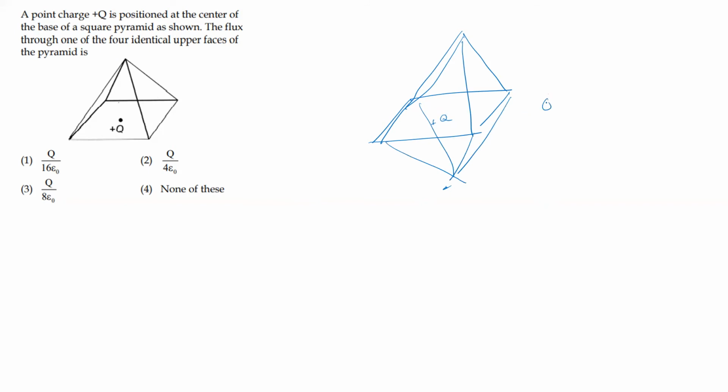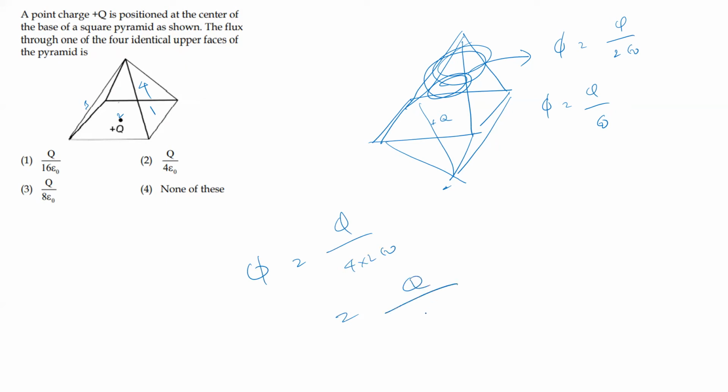From this, the total flux is phi equal to Q by epsilon naught, but they have given only half the portion. So from this portion, the flux coming out is phi equal to Q by 2 epsilon naught. Each face they are asking, how many faces are there? 1, 2, 3, 4. Each face means flux is equal to Q by 4 into 2 epsilon naught. So Q by 8 epsilon naught. So this is our material question. Clear?